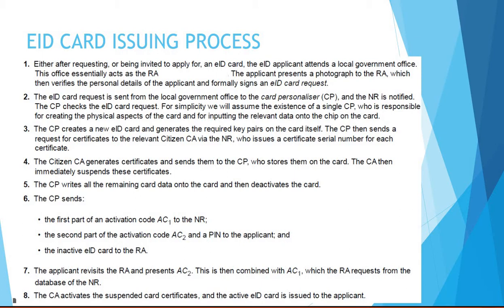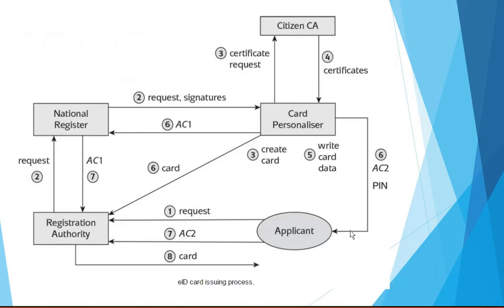Then after that, the registration authority, right? They will be having the AC2, which is shared with the applicant. On the card it will be there. It will be combined with the AC1, which is known to the national registry. So all those things will be written on the database. Then the certification authority has to activate for issuing the card. The same process will happen whenever we are revoking the card also.